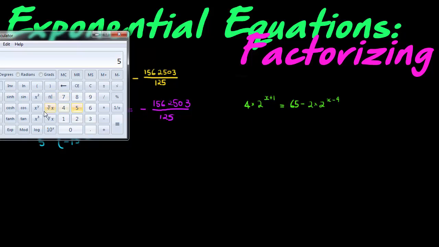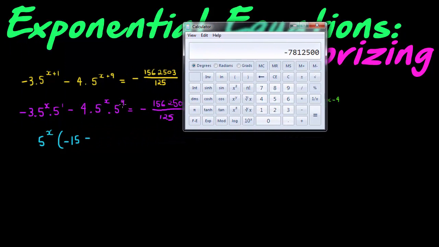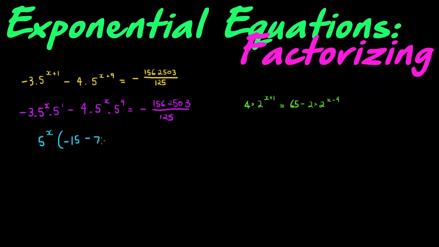Okay. 5 to the power of 9, and times negative 4, that gives me negative 7812500, is equal to this negative 1562503. This is ugly numbers. You'll seldom get something like that in a test, but let's continue with this.